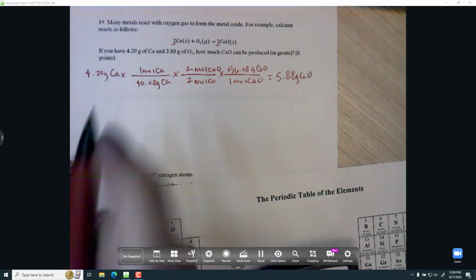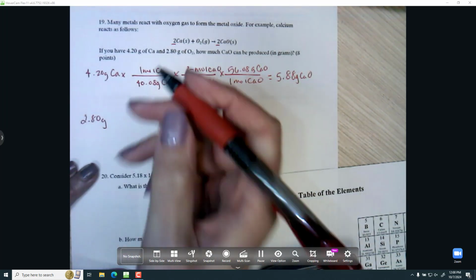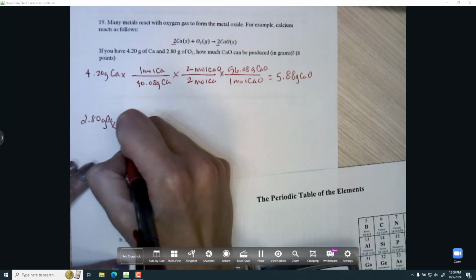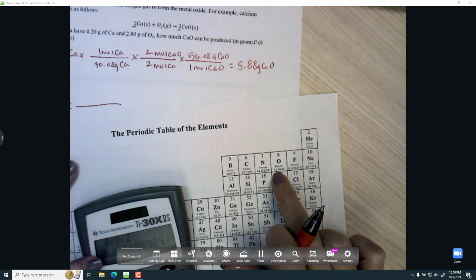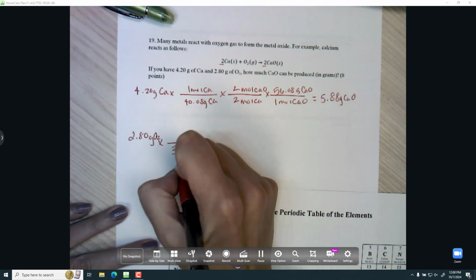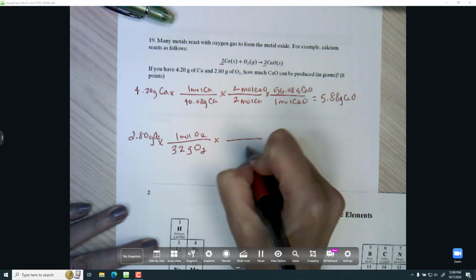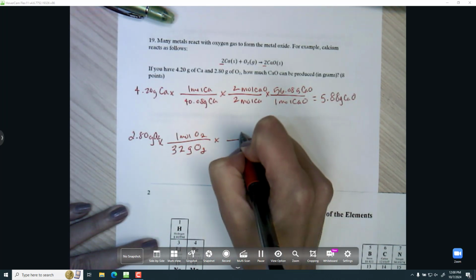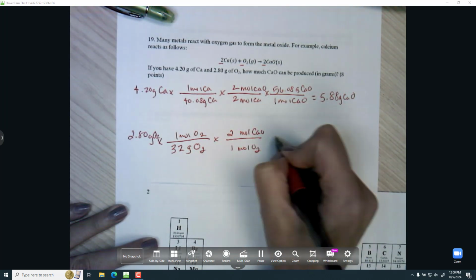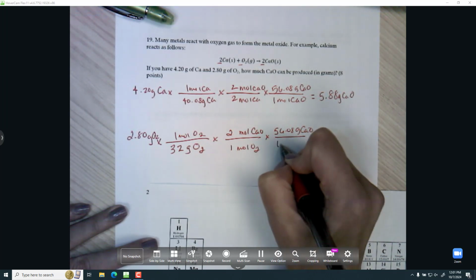Now I do the whole thing again, starting from if I use up all my oxygen, so starting from 2.80 grams of oxygen. Molar mass of oxygen. Now the molar mass of O is 16, but this is the O2 molecule, so I'm going to multiply it by 2, 32. And then I need the stoichiometric coefficients. So now 1 mole of O2 makes 2 moles of calcium oxide. And then the molar mass of calcium oxide I already have calculated from before.